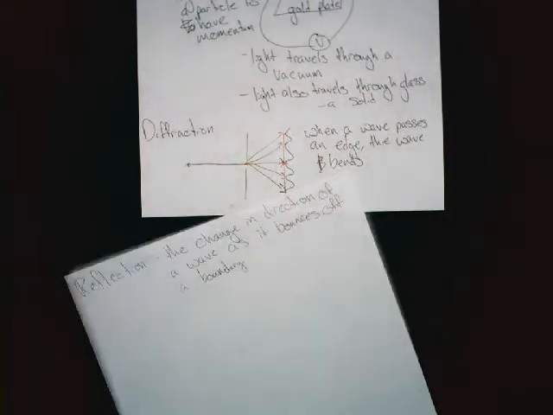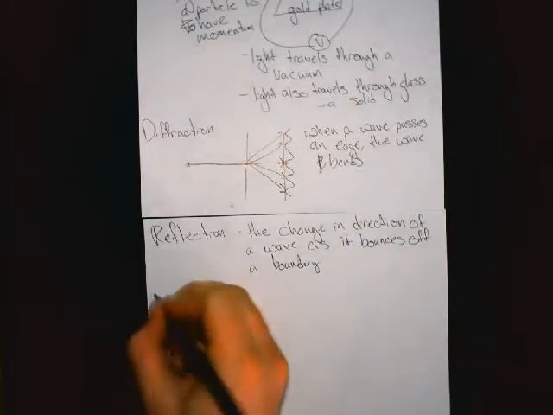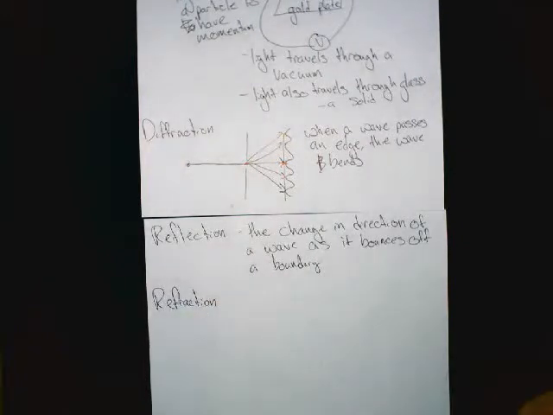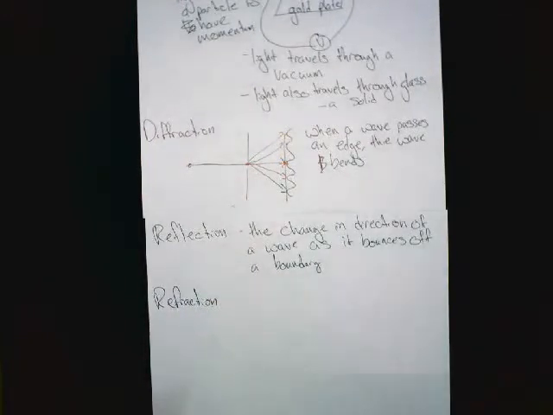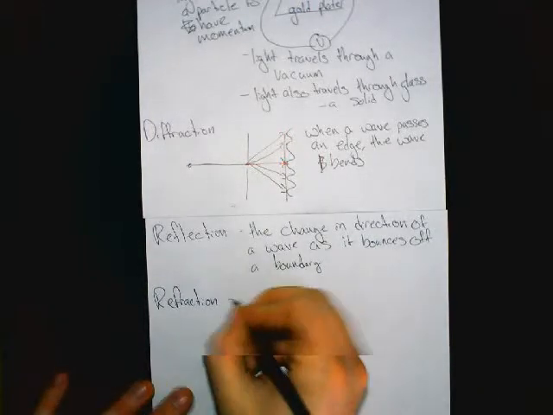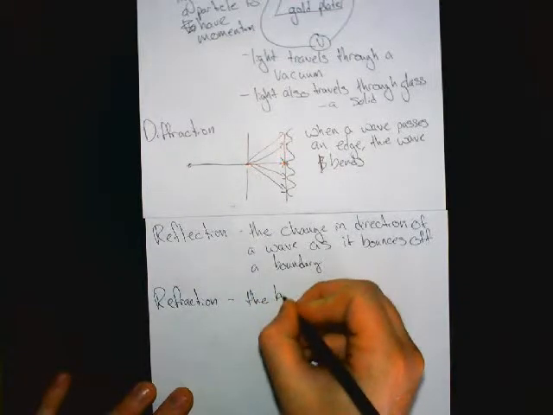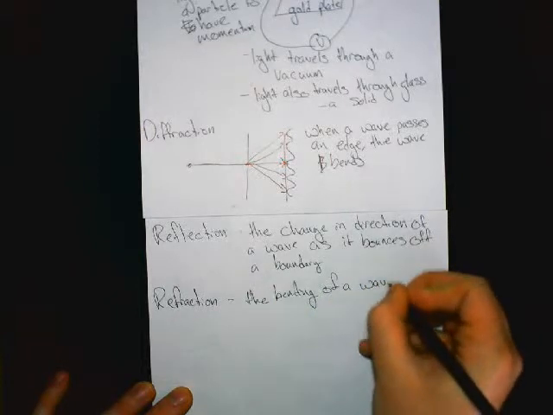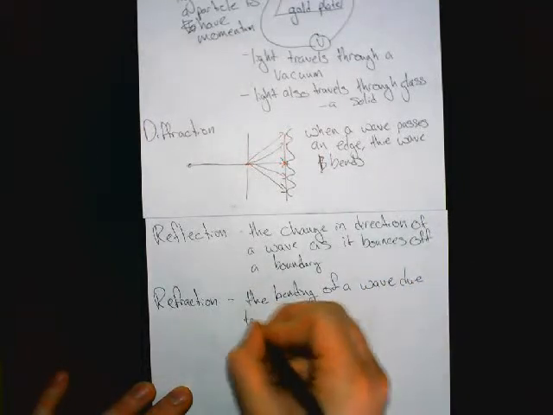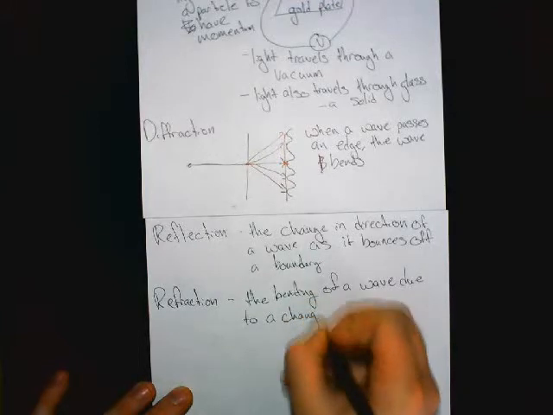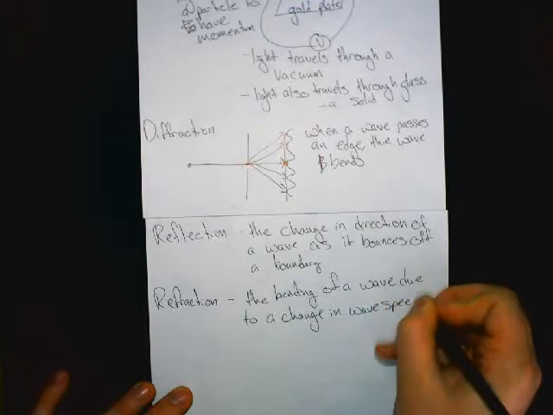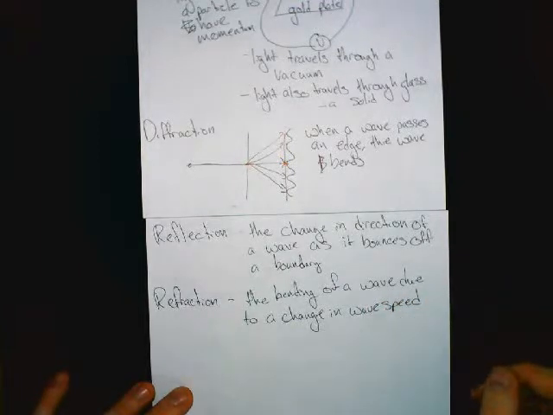All right, next one on our list is refraction. Refraction is the bending of a wave because of a change in wave speed. The bending of a wave due to a change in wave speed. How do you change a wave's speed?